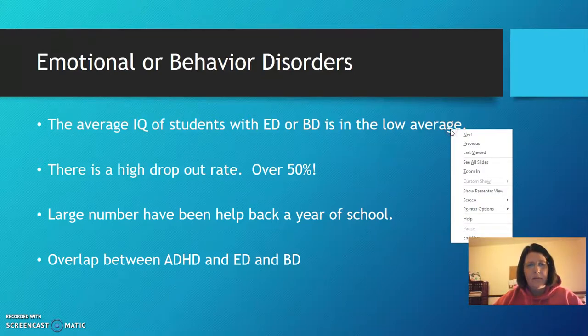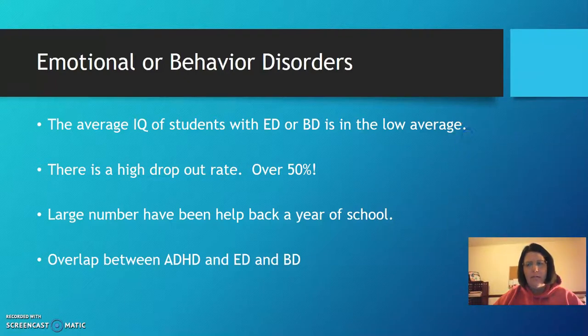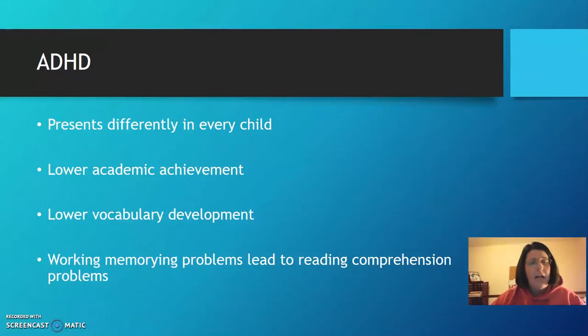Alright, the next exceptionality we are going to cover is ADHD. And once again, I know this sounds repetitive, but I think it is incredibly important that it is remembered, especially in the classroom, that every child is not cookie cutter. ADHD presents differently in every single child. Children with ADHD are known to have lower academic achievement and lower vocabulary development. Once again, they have working memory problems, and that leads to lower reading comprehension.